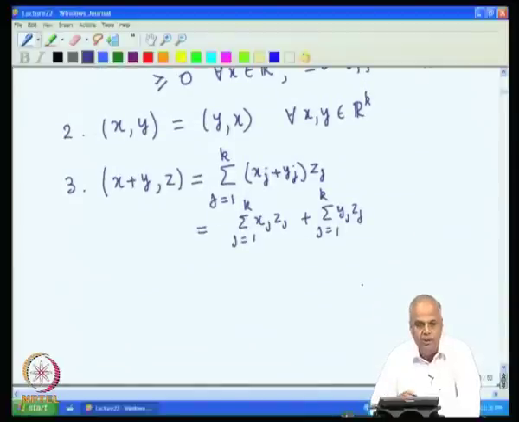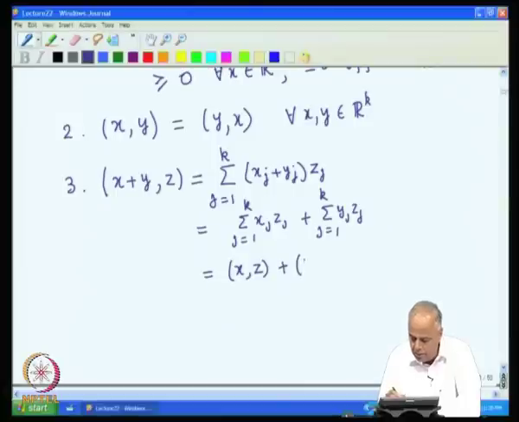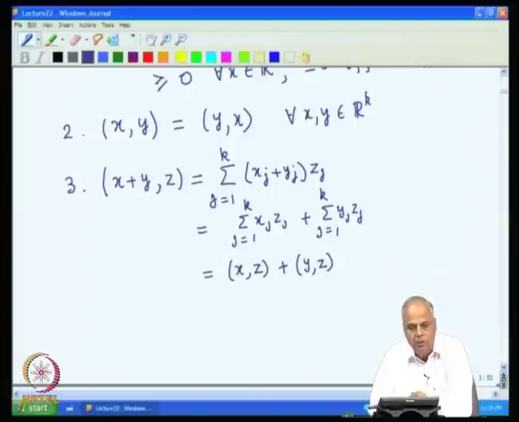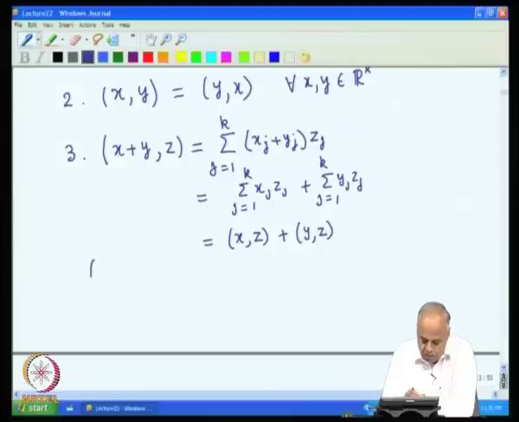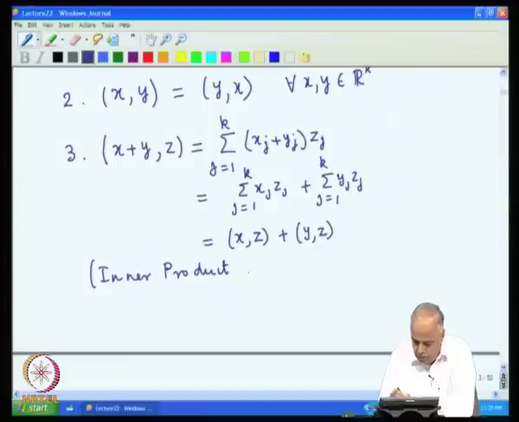But this first sum is nothing but the inner product of x with z, plus the second term is the inner product of y with z, which simply boils down to saying that this inner product is distributive from the right. The inner product of x plus y with z is the inner product of x with z plus the inner product of y with z. So, we will say inner product is right distributive.